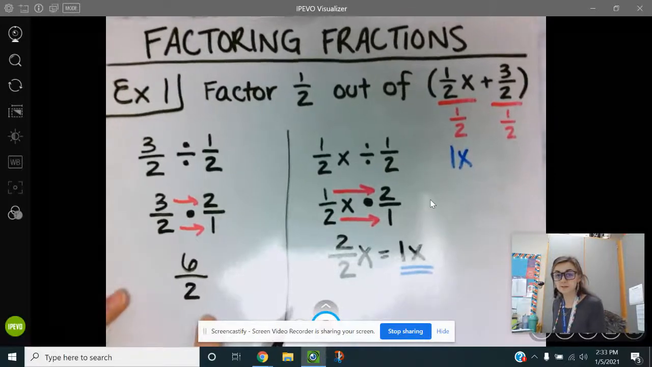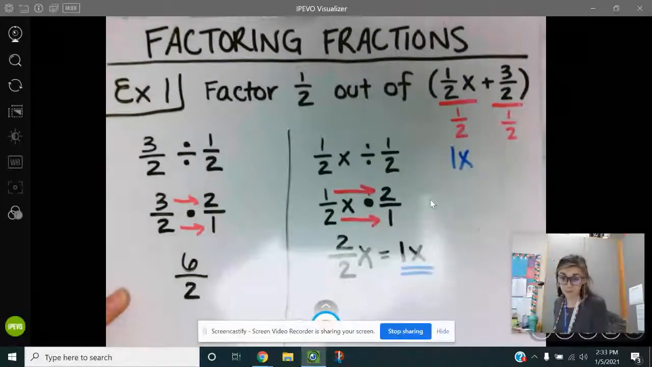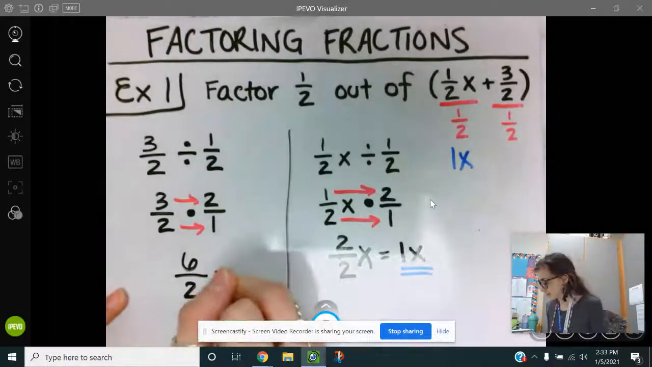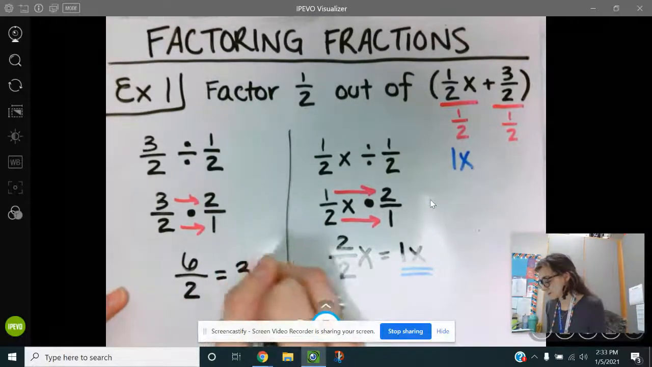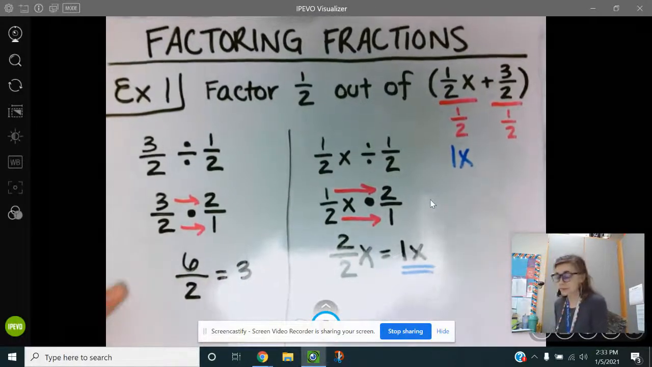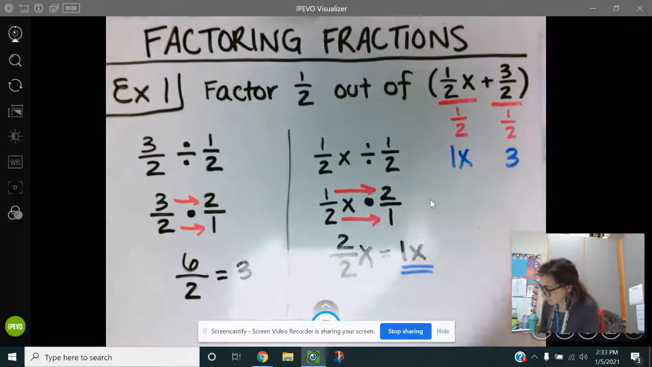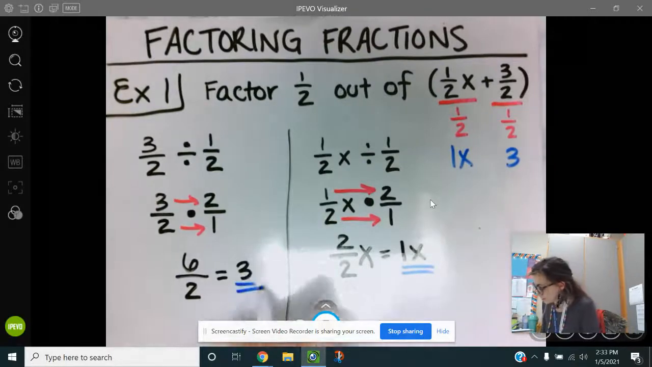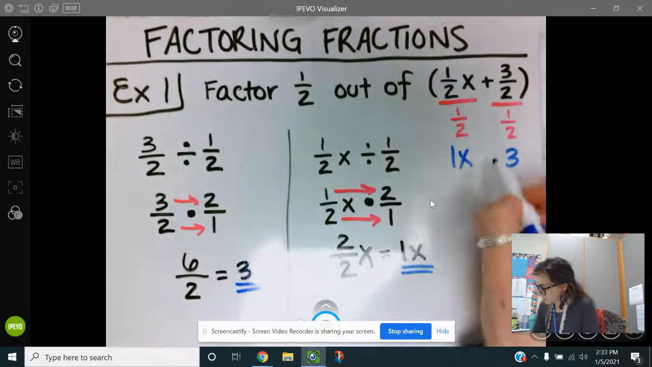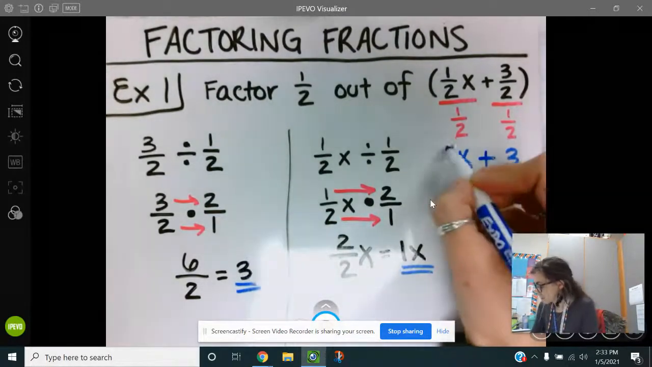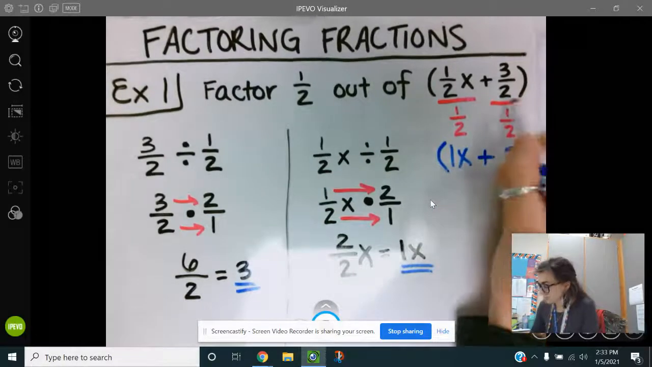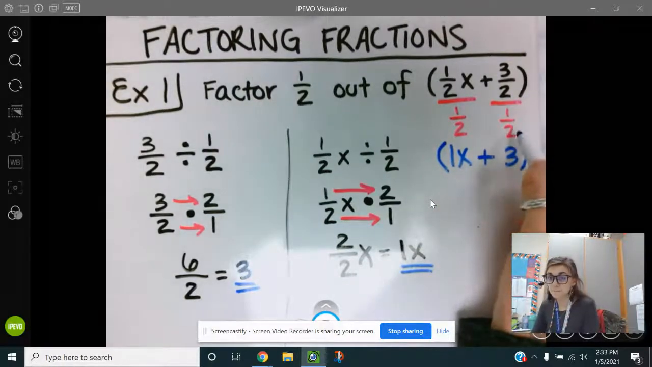Are we done? No, it can be reduced, right? 6 divided by 2 is equal to 3. 3, or 3 over 1, right? So then we're going to take that 3, and I'm going to put it underneath here. That's what that was. There was a plus sign. It's a positive 3. And that's what's left after we divide, right?